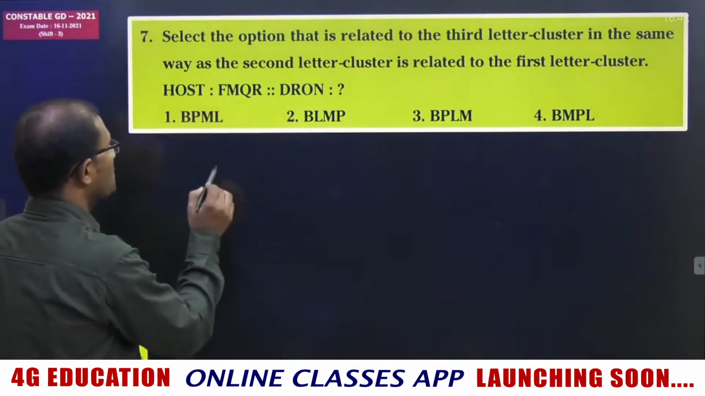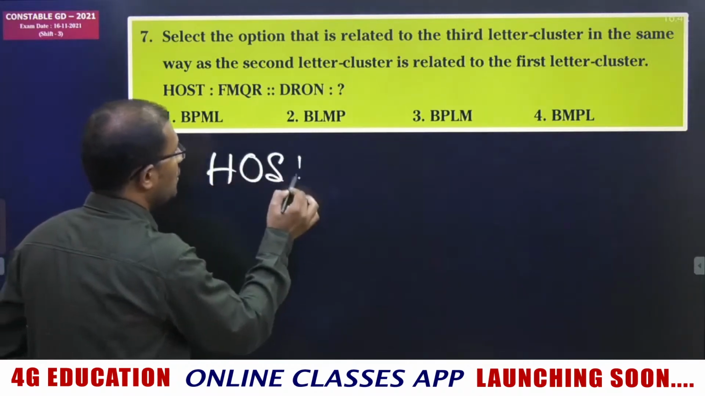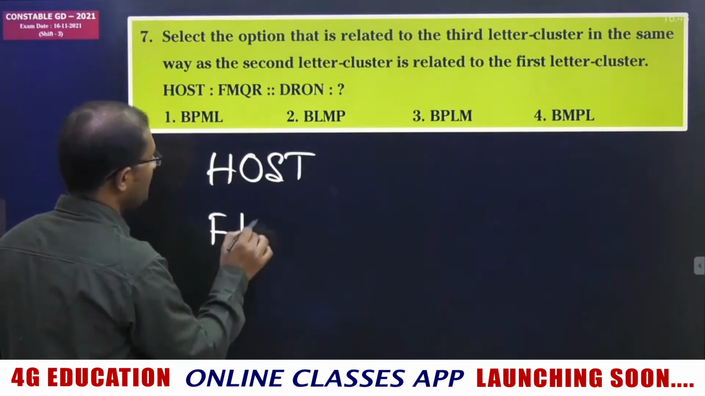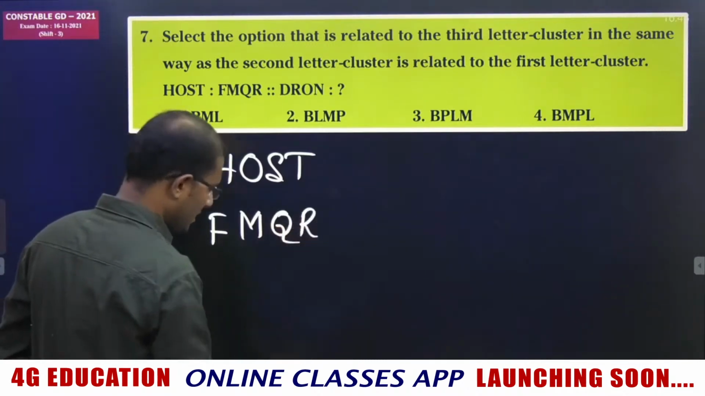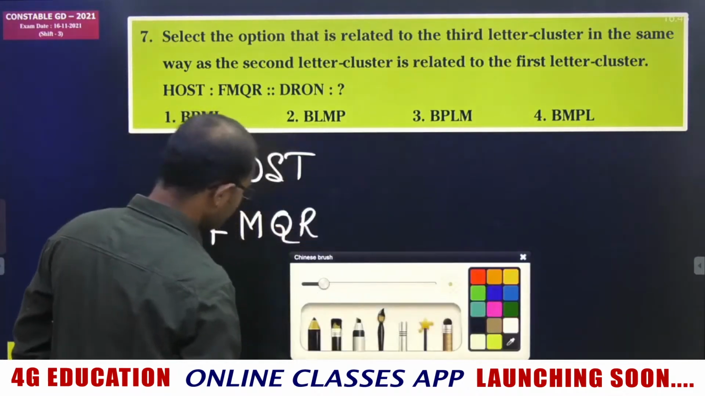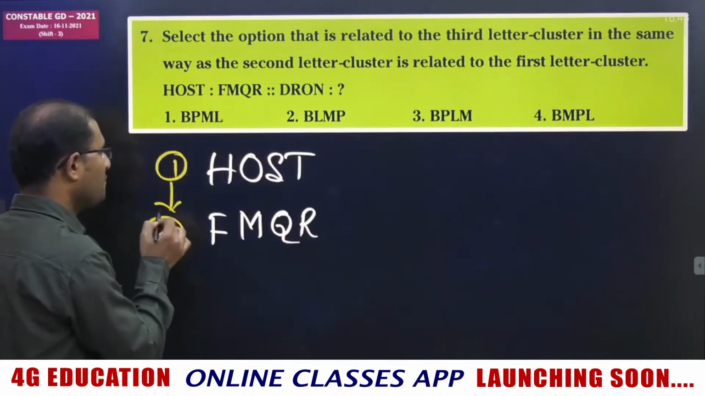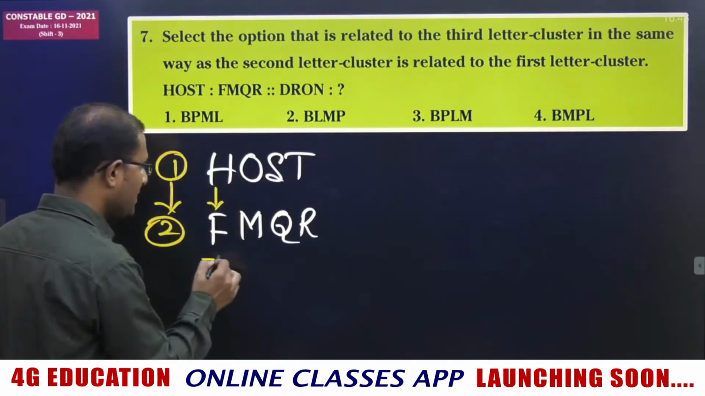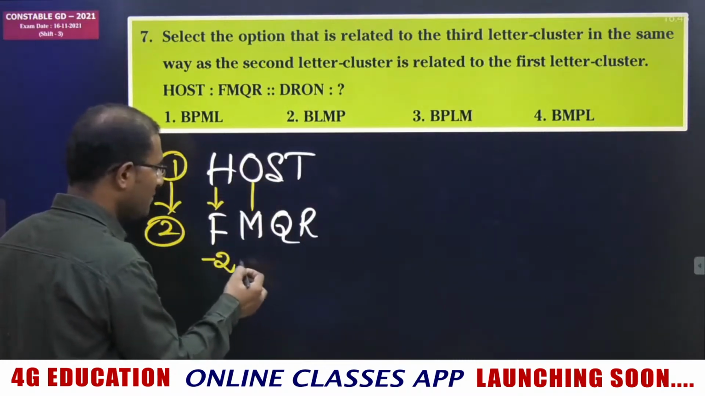Let us take the first letter cluster. The first element is HOST, for the given word HOST. What is the second element? FMQR. What is the relation between these two elements? This is the first element and this is the second element. The relation we need to find out here. H to F means what we can say? It is -2, and O to M means 15 to 13.